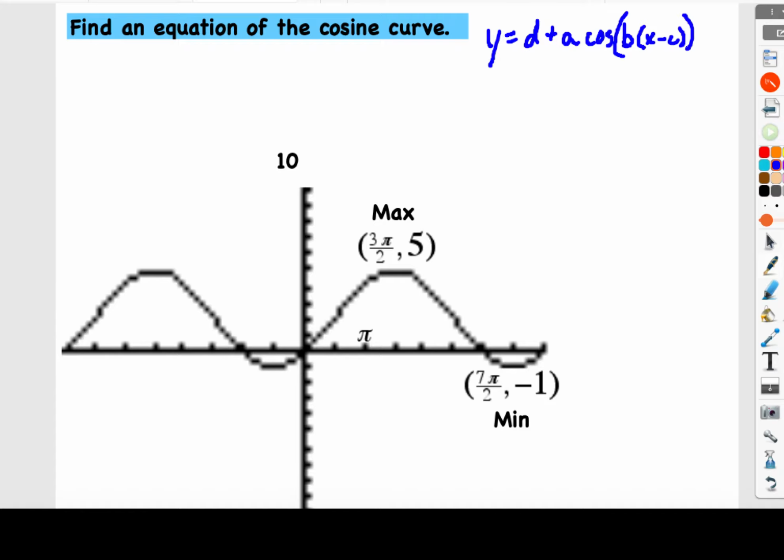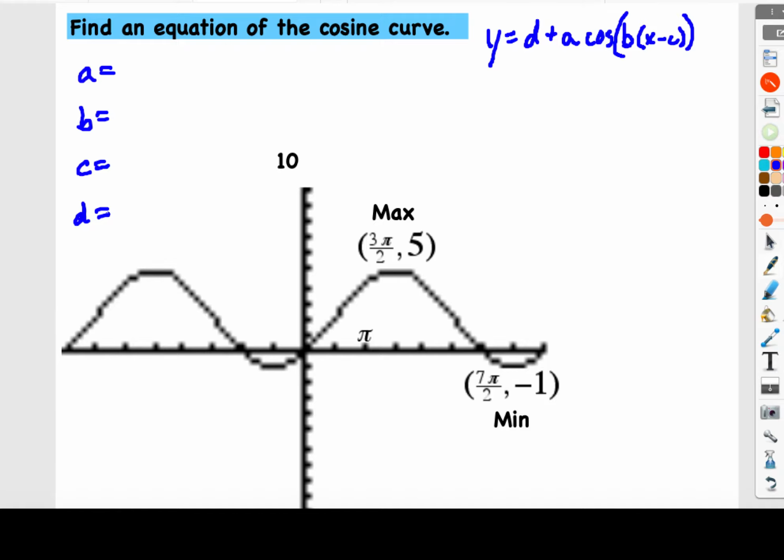Well, if we can identify those four parts, we can write our function. So again, we're going to say a equals, b equals, c equals, and d equals. If I can identify those four things, we're going to be in great shape. Well, let's start with a.